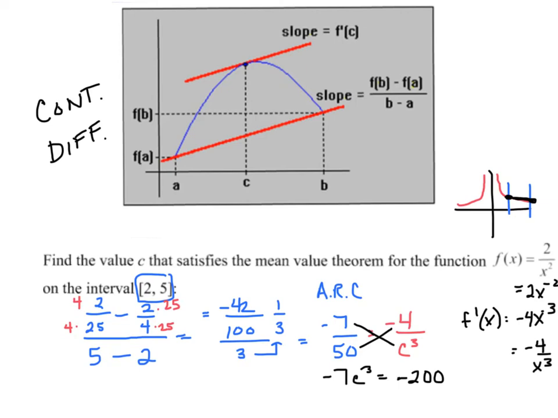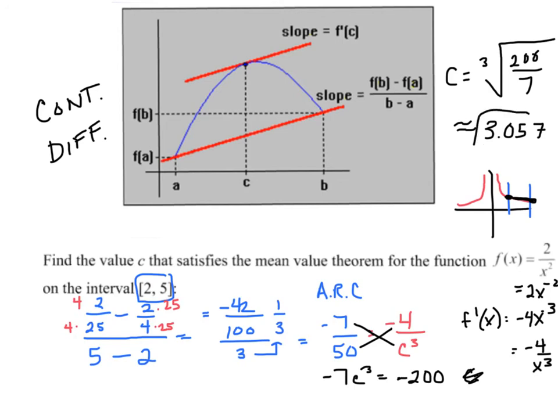So my answer would come out to be, actually let me put it up here where I've got a little more room. c would be the cube root of 200 over 7. And that is approximately 3.057. So you do see it is in the interval from 2 to 5. It has to be an inside point. It has to be between 2 and 5. It couldn't be an endpoint, but that will be my value.